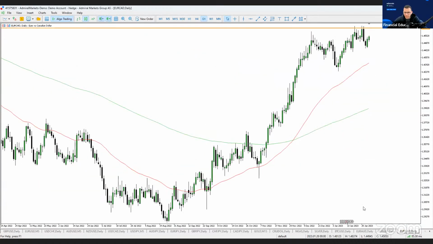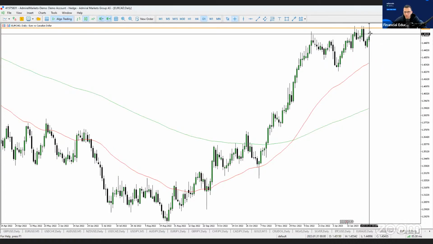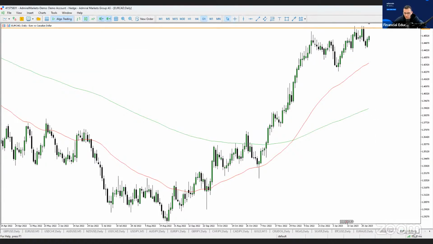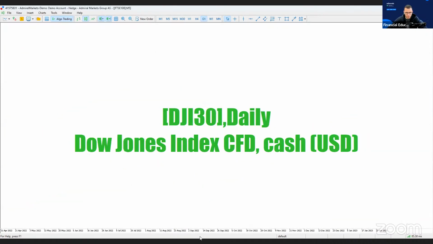Let's see the trade we have. It's the euro against the Canadian dollar. We took it from this bearish engulfing. Now we will see if the market is going to follow through. If not, then that's fine. Let's check also our indices.